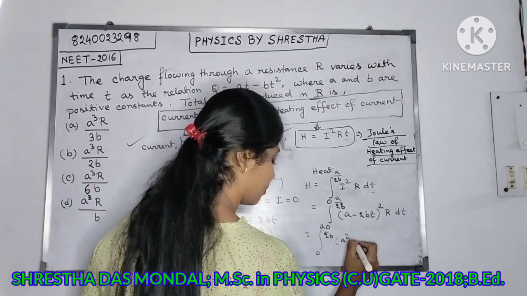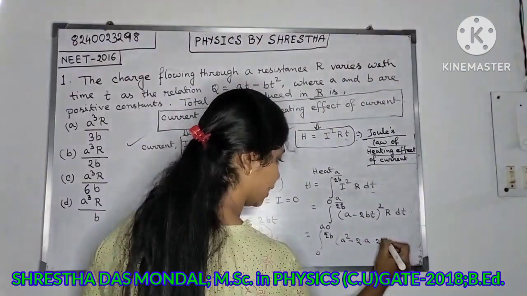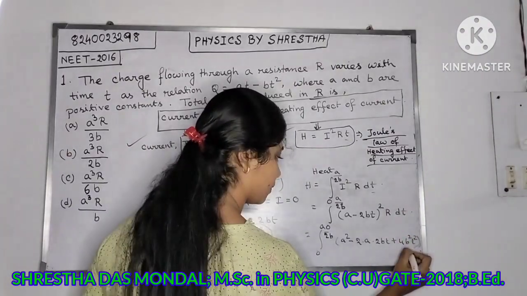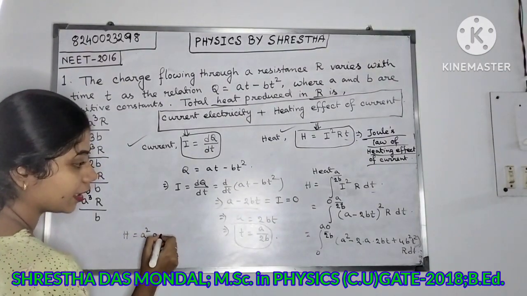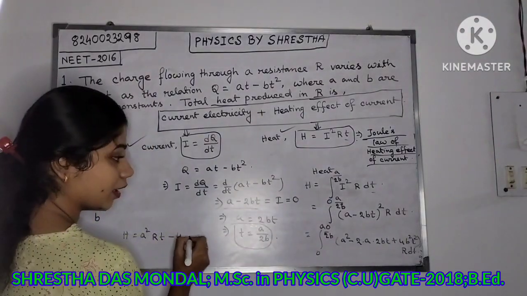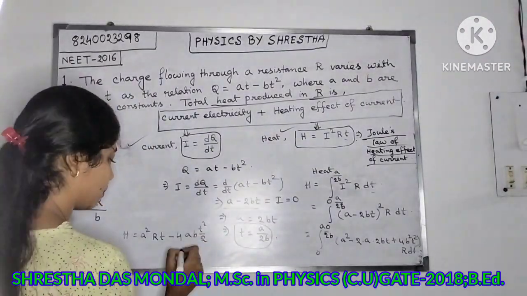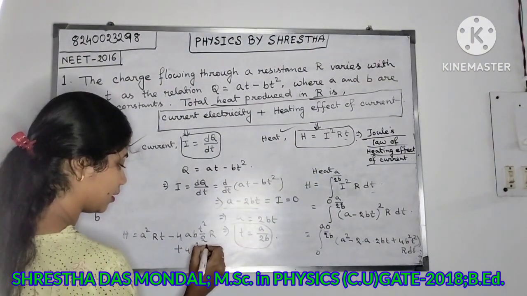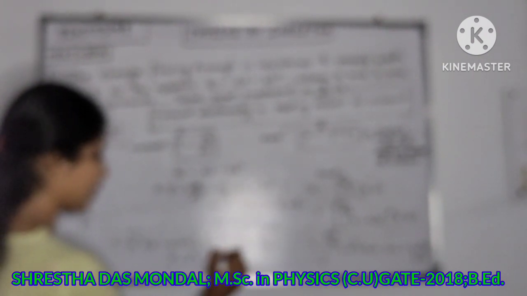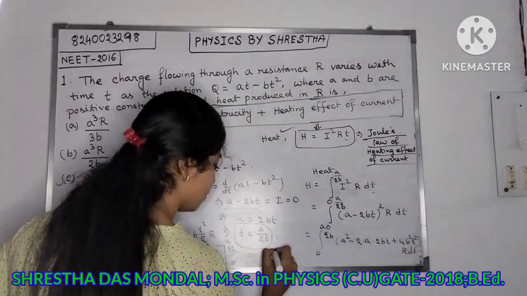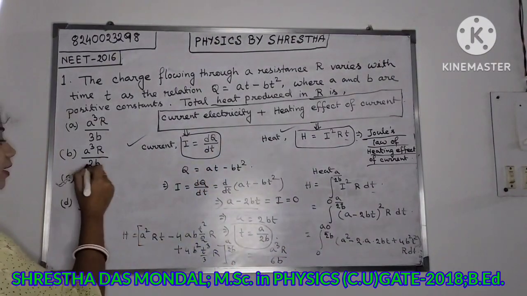Now from 0 to a/2b, we have a² - 2a·2bt + 4b²t², multiplied by R into dt. Now therefore H is equal to, we can integrate this expression and we have a²Rt - 4abt²/2 R + 4b²t³/3 R. After putting the lower limit and upper limit, we get the final answer, that is option C, a³R divided by 6b. So option C is the correct answer.